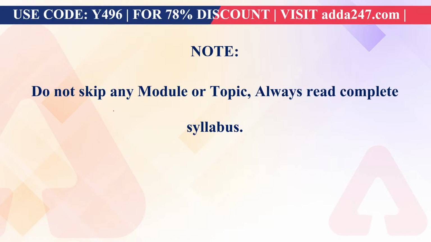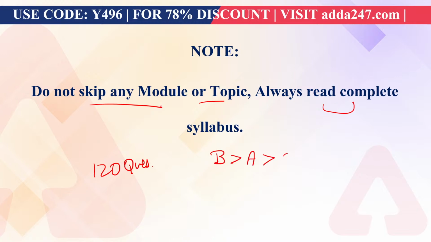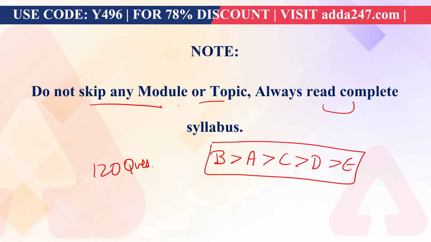One note: do not skip any module or topic. Always read the complete syllabus, because when you check the recollected questions, you will find that every module and every topic has been asked. You have 120 questions, and 120 questions can come from anywhere in the syllabus. The maximum number of questions came from module B, then module E, then C, then D and E. So this is the priority you should give to the modules. But still, do not skip any module or topic.